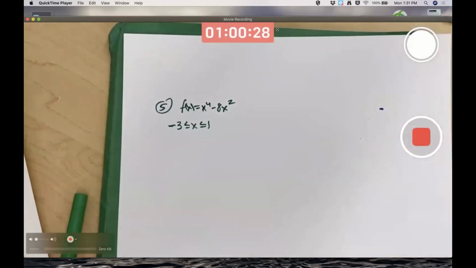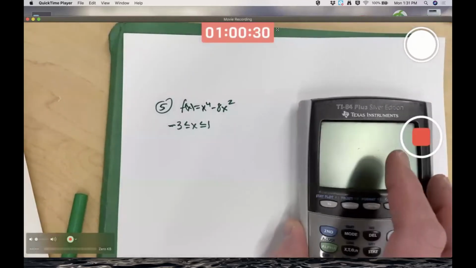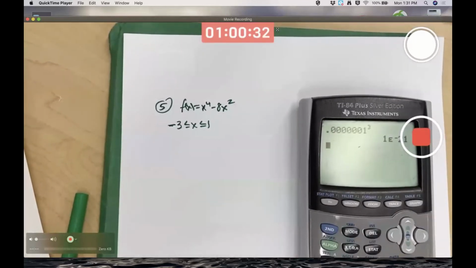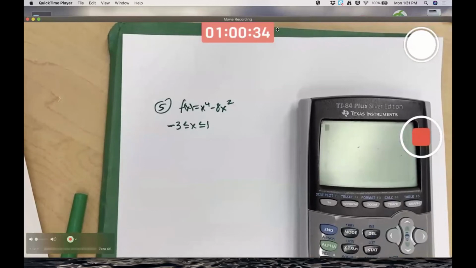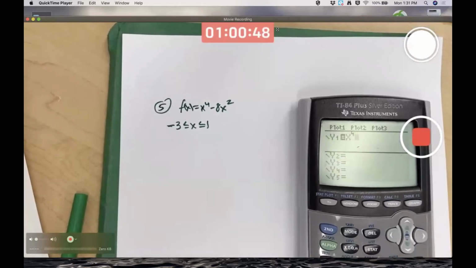Not a problem if you want to graph this first, just to get an idea of what the answer is. That's allowed, but make sure you show your work as far as finding critical points and checking the function value at critical points and at the endpoints. So it's x to the fourth minus 8x squared.